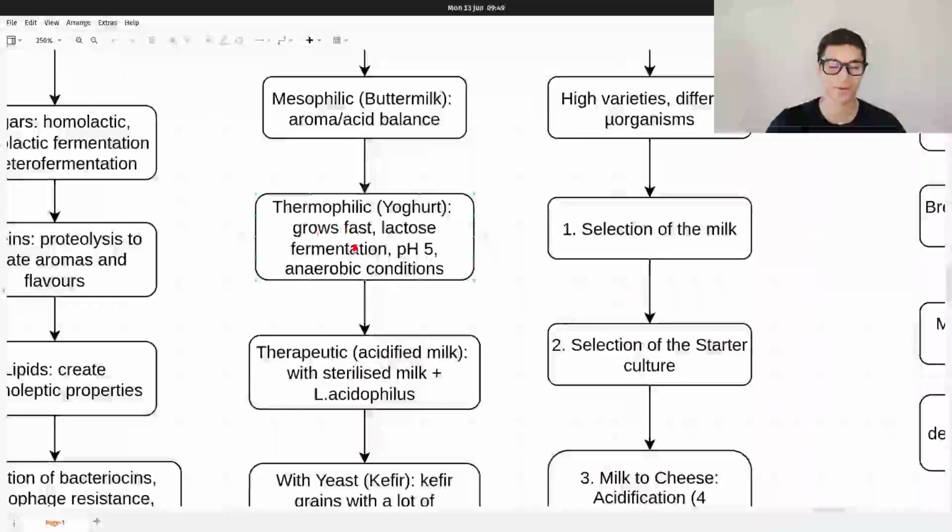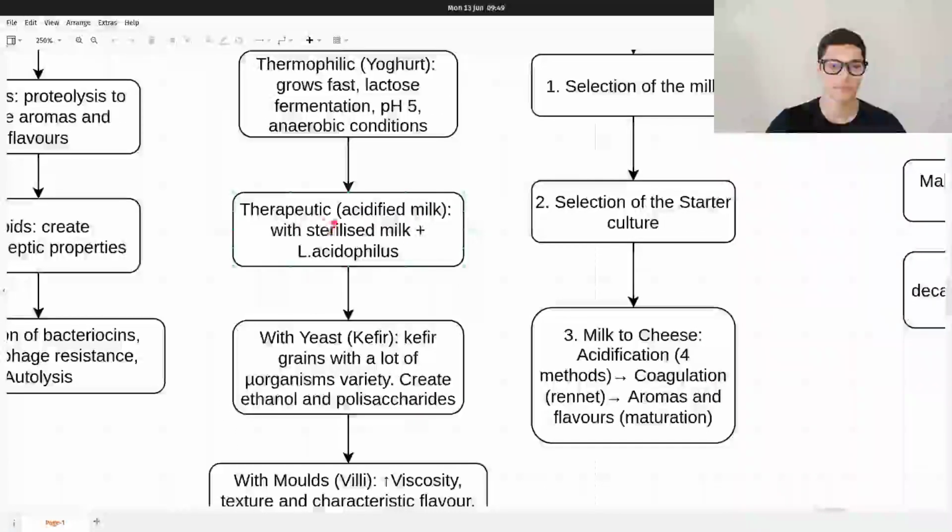The bacteria grow very fast. They do the lactose fermentation. The pH is around 5, and there are anaerobic conditions. The therapeutic fermentation is for the acidified milk, and it's basically with sterilized milk, such as UHT, and we add the Lactobacillus acidophilus.